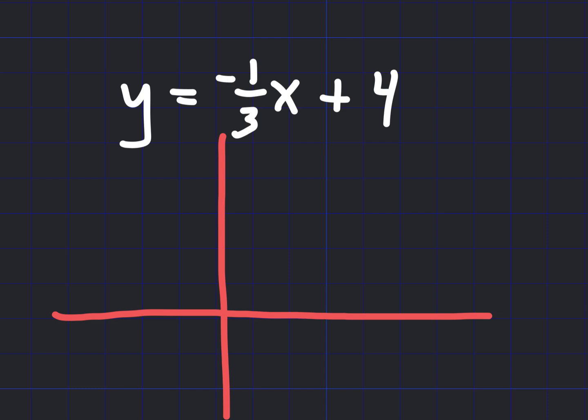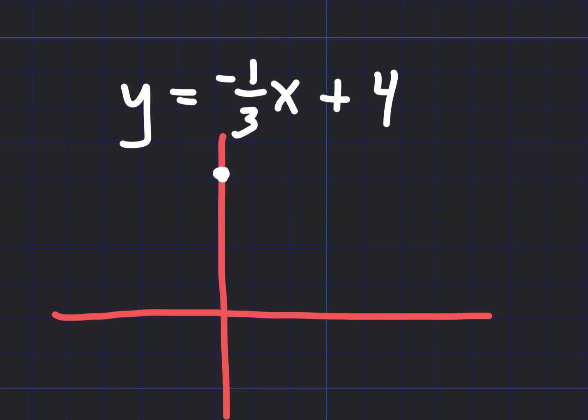Damien, where should I start with my first point to graph this thing? At 4. 4 on the what axis? On the y-axis. 1, 2, 3, 4. There's my first dot. Now it's rise and run. But the tricky part is, a lot of kids last hour thought they were both negative. They're not. Only the top is negative.